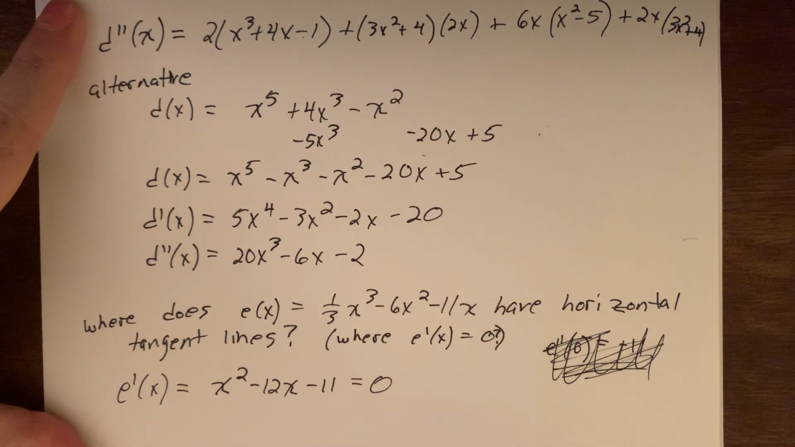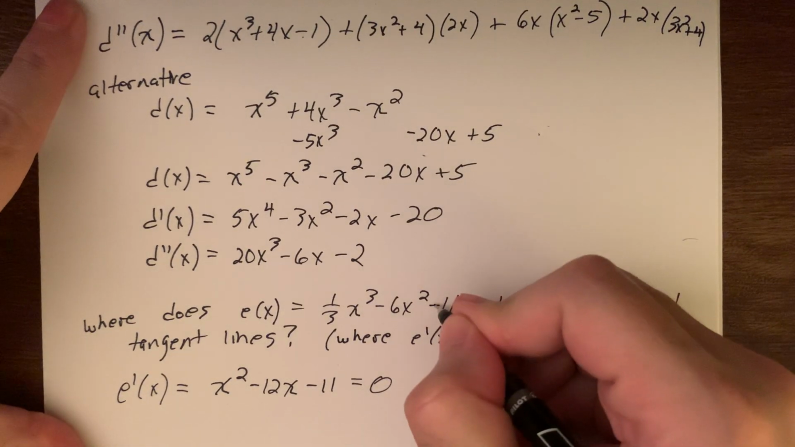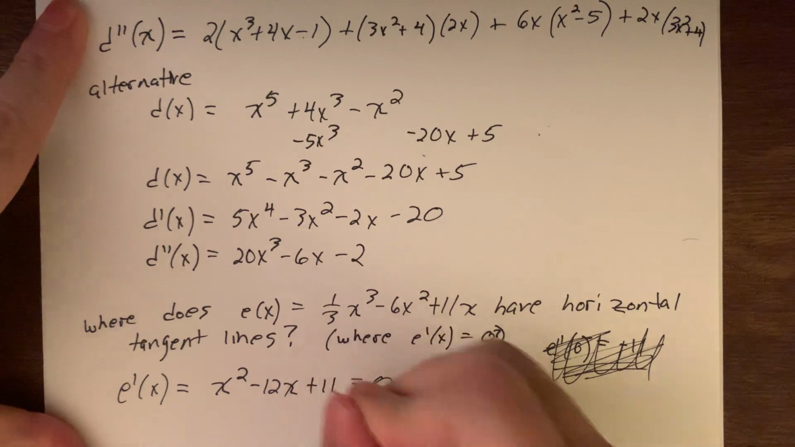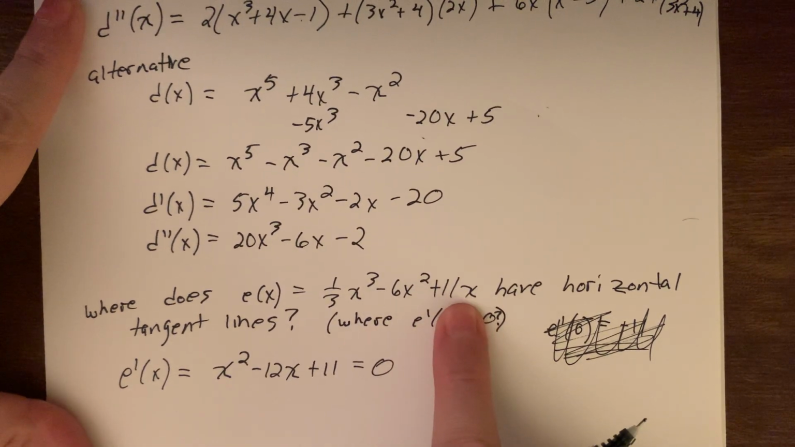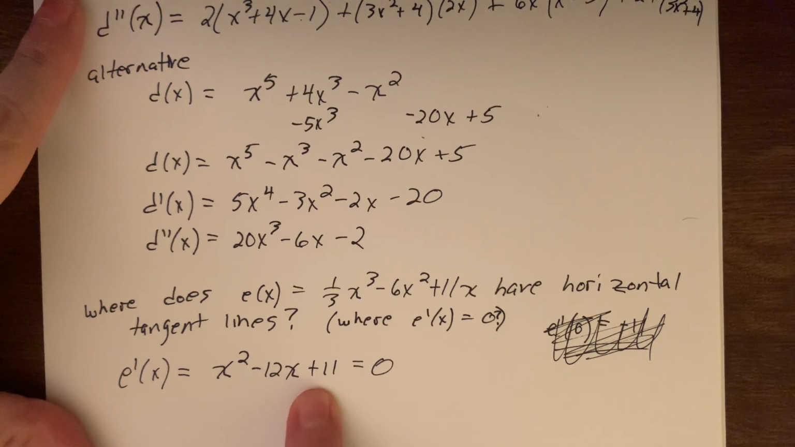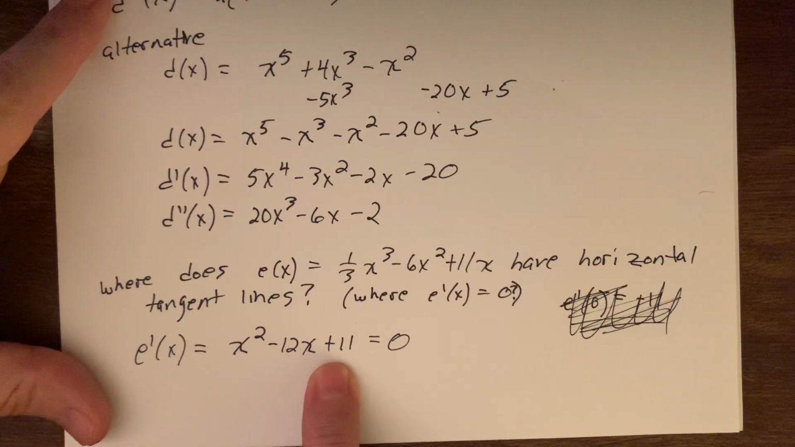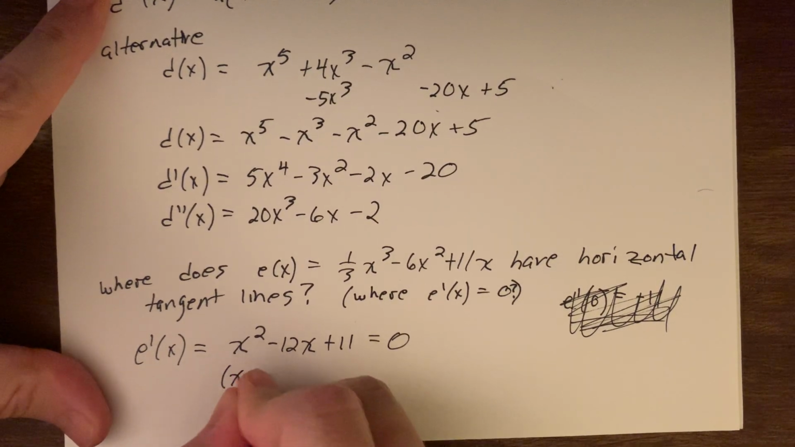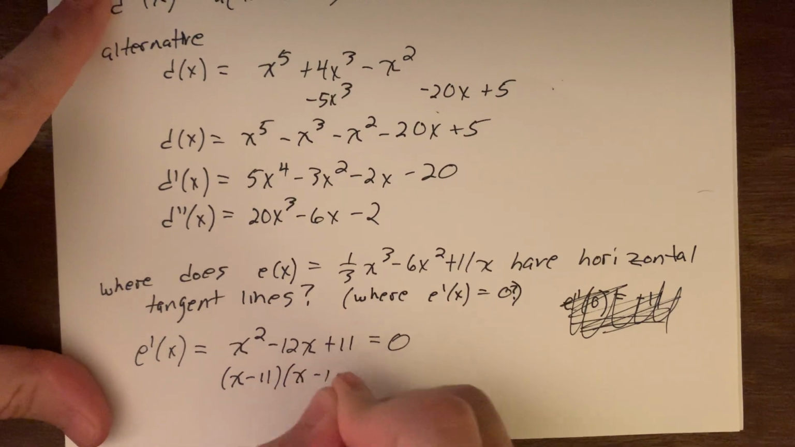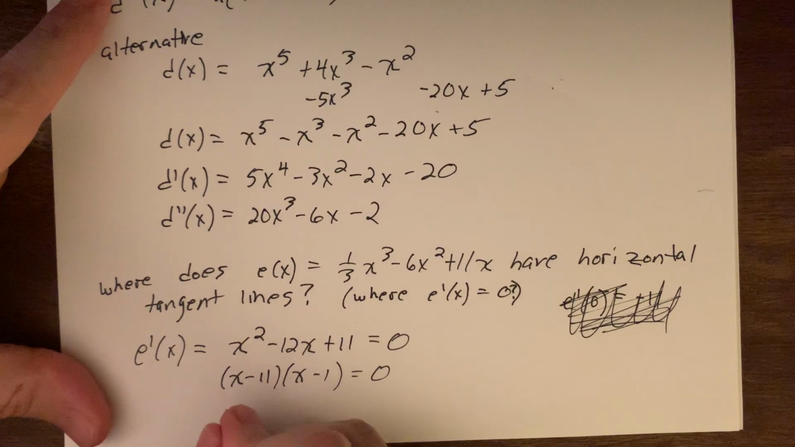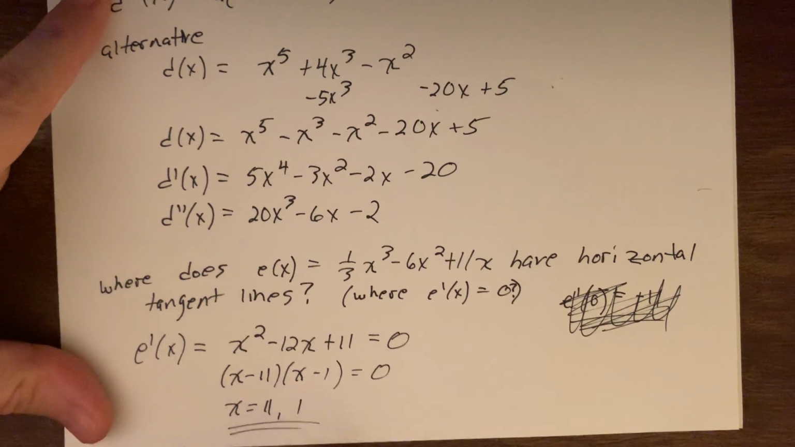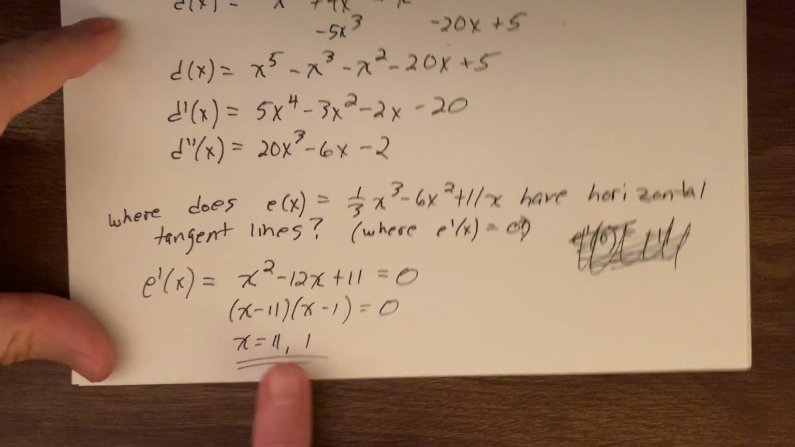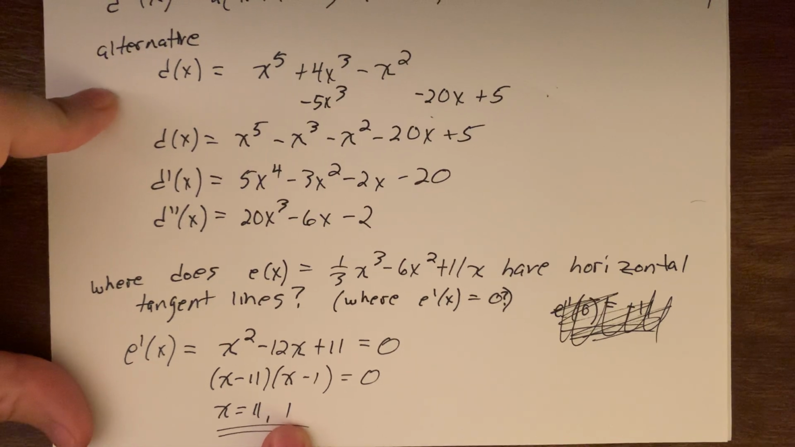Well, this one, oops, I'm sorry. I want this to be plus 11x. Plus 11. Sorry about that. Plus 11x here, so that derivative will be plus 11. If we're going to solve this, we need to factor. This will be x minus 11 times x minus 1. So now setting each of those equal to 0, our answers are 11 and 1.